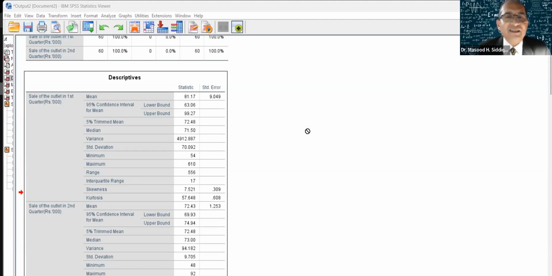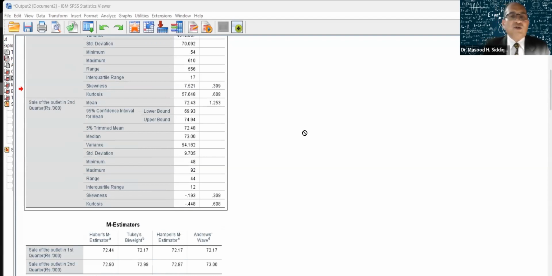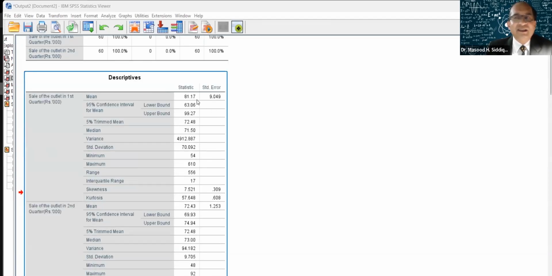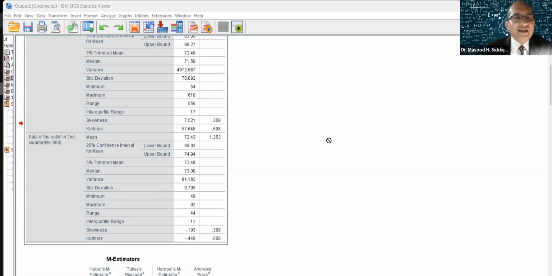Okay, right? So this is one of the methods. Now we go to the robust estimator, right? In the first quarter, the M-estimator values that are being suggested are on the scale of values nearing 72. And if we compare with the mean, there is a major difference, right? So there's a major difference between the mean and these estimators. We know that the mean is badly affected by outliers, and the 5% trimmed mean and these M-estimators are not at all affected by the outlier or extreme value. So we can always say that there are chances of outliers for the first quarter.